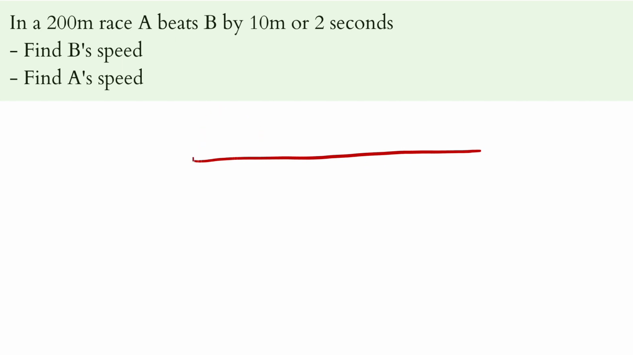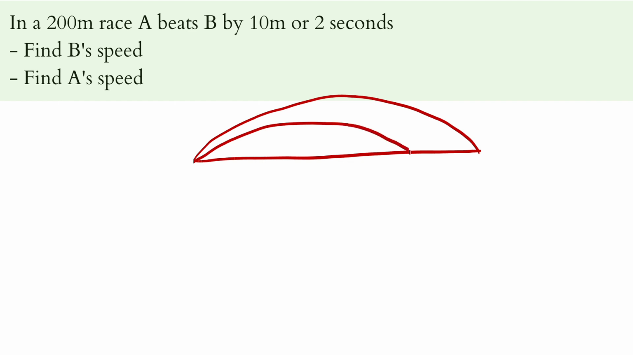Now, A beats B by 10 meters. That means by the time A finishes the race, B must be somewhere here, behind A, right? So A must be here, B must be somewhere here, and the distance between A and B must be 10 meters. The difference is 10 meters or 2 seconds. It's given, right? 10 meters is equal to 2 seconds.